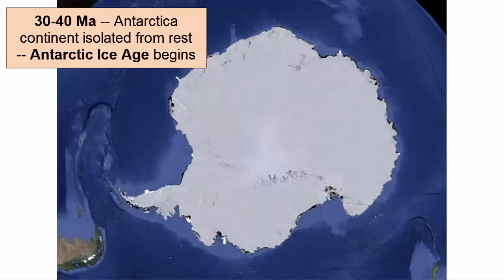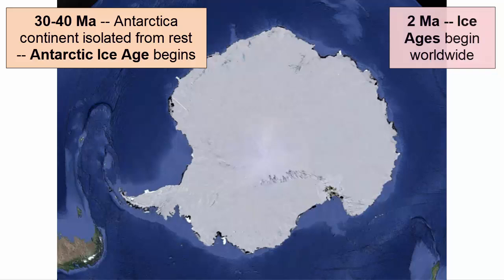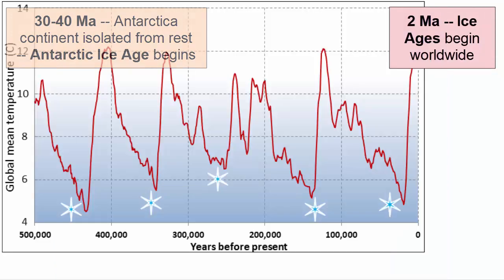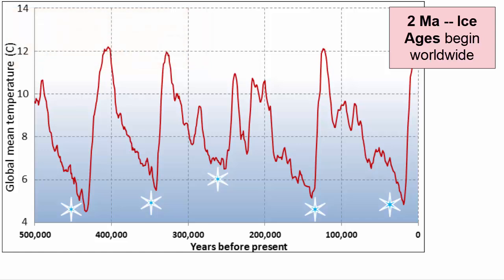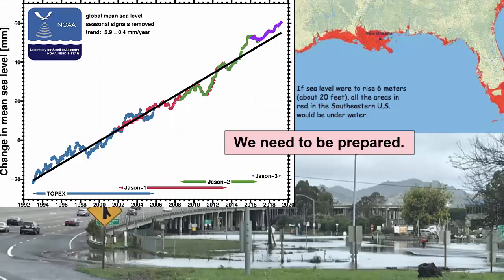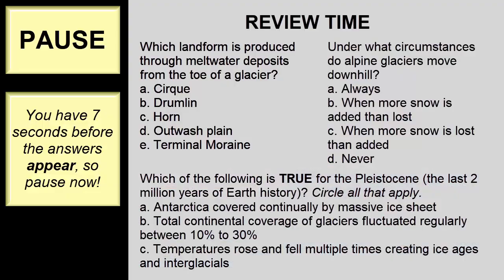Ice has covered Antarctica much longer than the first ice age appeared on all the other continents, 2 million years ago. All of these factors have combined to modify Earth's climate and contribute to its alternating warming and cooling cycles during the past few million years. As so much of our society is impacted by the results of rising temperatures, from melting glaciers, rising shorelines, and shifting climate zones, which changes our agricultural locations, we need to be prepared for the consequences of these changes. Pause now.